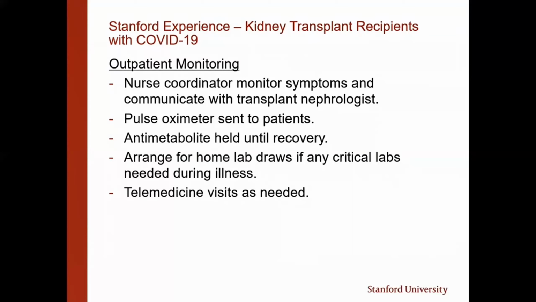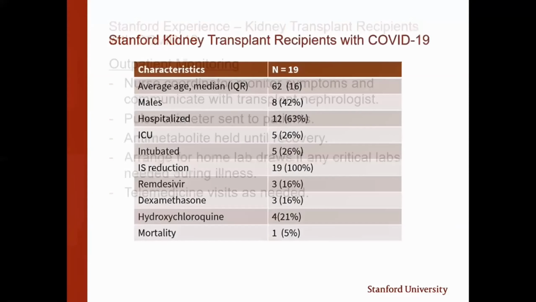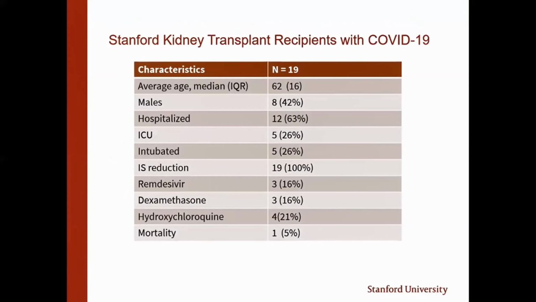We have also purchased pulse oximeters, which we sent to patients who have confirmed COVID-19. This way, patients are able to monitor their oxygen saturations at home, and we have more objective data since not all patients have dyspnea. We have been routinely holding anti-metabolite until recovery from COVID-19, and we've been able to arrange home laboratory draws if any critical labs are needed during the time of illness. We've transitioned our clinics to telemedicine, and we're able to offer these visits as needed to our patients who are being monitored at home.